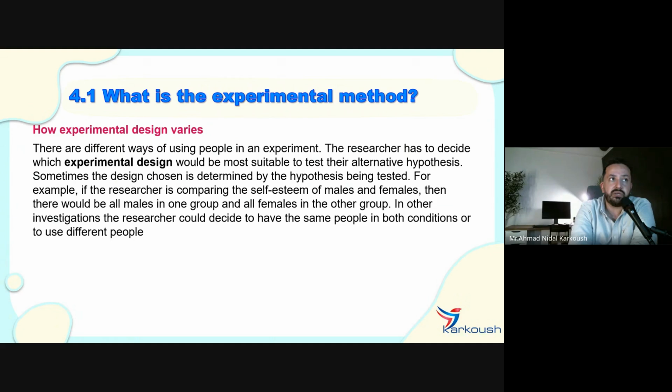In another investigation, the researcher could decide to have the same people in both conditions or use different people. So it depends on the people you're using. Your experimental design can be different depending on what you are trying to test. Am I trying to test the difference between males and females? Am I trying to test the difference between millennials and Gen Z? If I'm testing the difference between millennials and Gen Z, I would actually separate people according to age and not gender then. So experimental design is how you actually put people in a certain group.